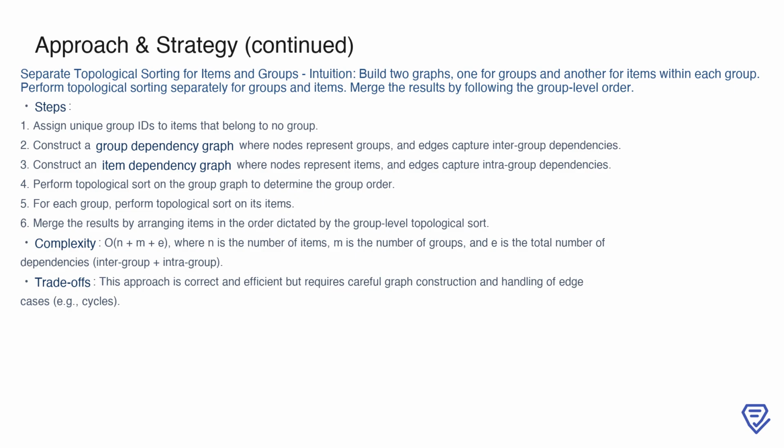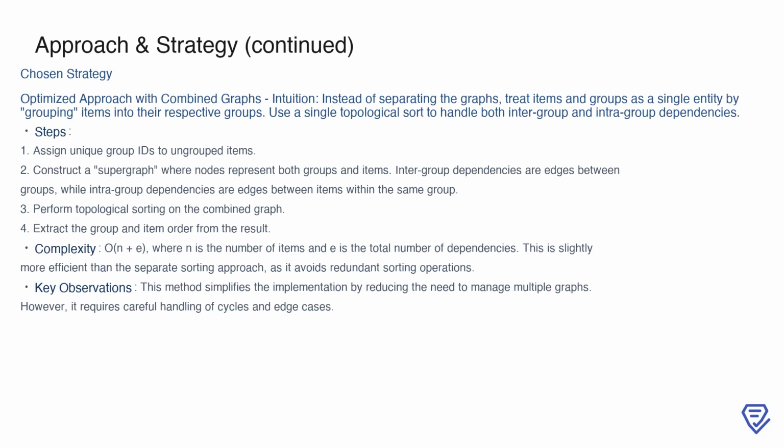While this method is correct and efficient, it requires careful graph construction and handling of edge cases, such as cycles within groups or across groups. An optimized strategy builds upon the earlier ideas but simplifies the implementation by combining the graphs for groups and items. Instead of separating the group-level and item-level graphs, we treat items as part of their respective groups and construct a single unified graph. This supergraph represents both groups and items as nodes, with intergroup dependencies modeled as edges between groups and intragroup dependencies as edges between items within the same group.